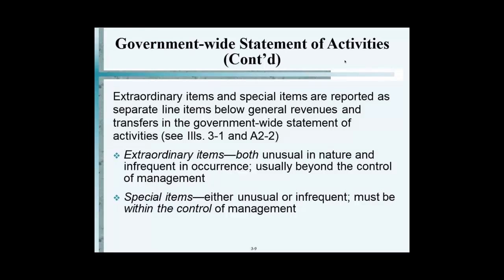Now, how do you show the revenue that comes in to the state for a transaction like that? First of all, is it unusual and infrequent? You don't sell roads every day, so it's unusual. But it is within the control of management, right? Management had control over that sale. So it's an interesting example, right from New Jersey. You will find examples of this, and you must know how to distinguish them. Okay.